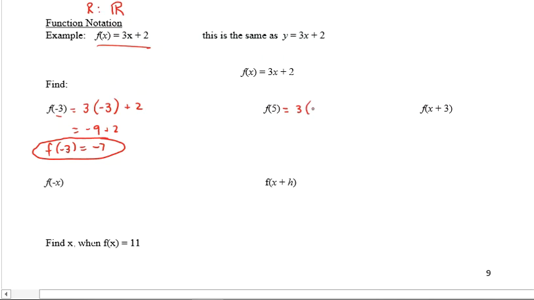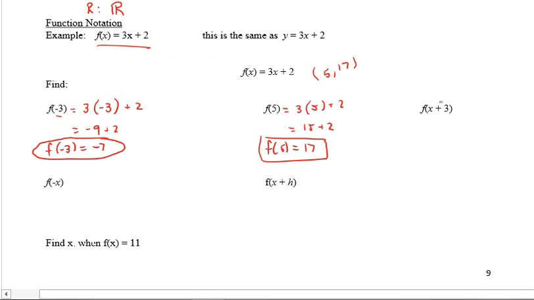So here, f of 5: 15 plus 2, 17. So f of 5 is 17, which is the same as saying the coordinate point 5, 17 would be on the graph if I was graphing it.